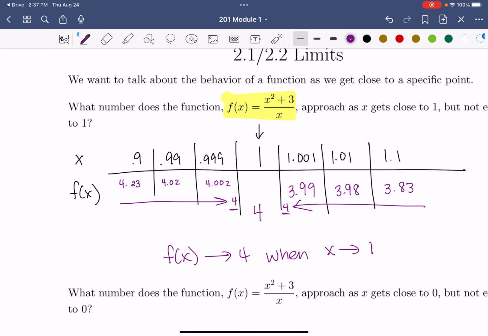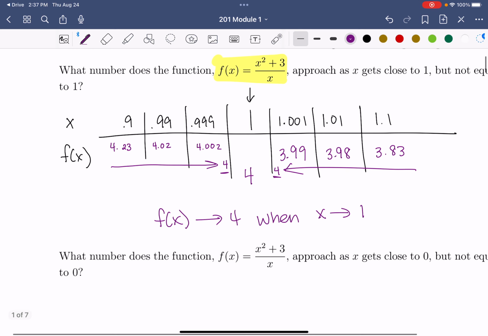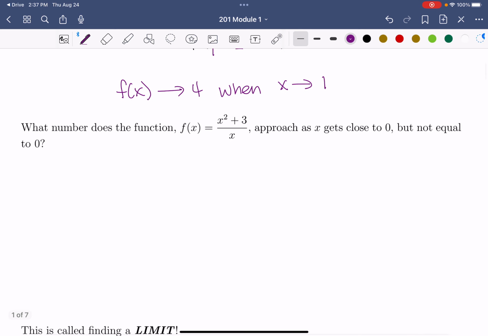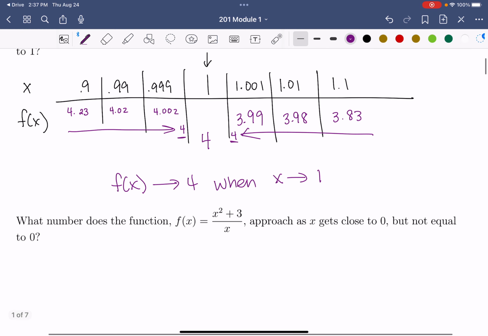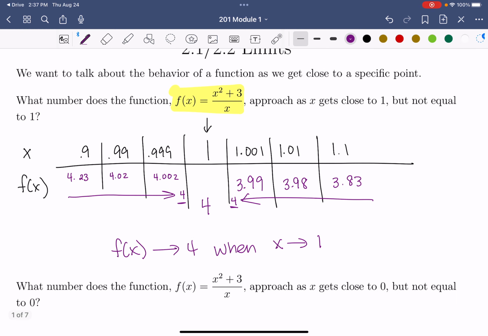Okay. All right, now let's try another one to see if this can work again. So this time, what number does the function f of x equal x squared plus 3 over x, so same function, approach as x gets close to 0 this time, but not equal to 0. Now, why again does that work? Well, back here, you might say, if we plugged in 1 squared is 1 plus 3 is 4, divided by 1 gives me 4. So the actual value here, f of 1, is 4.